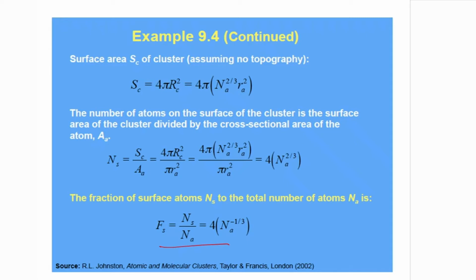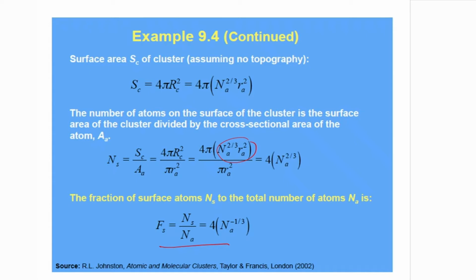Okay, that basically comes from the number of atoms sitting on the surface, the surface area divided by the cross-sectional area of the atom, right? As you can see, that is 4 pi Rc squared, divided by pi Ra squared, the area of the atom. Ra is the radius of the atom. We are assuming several things here.